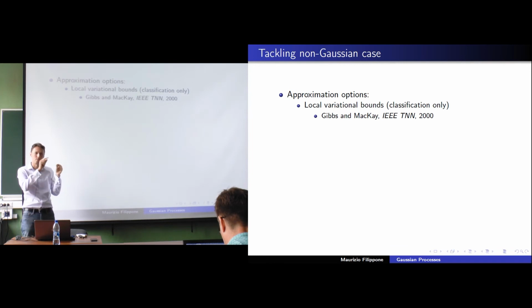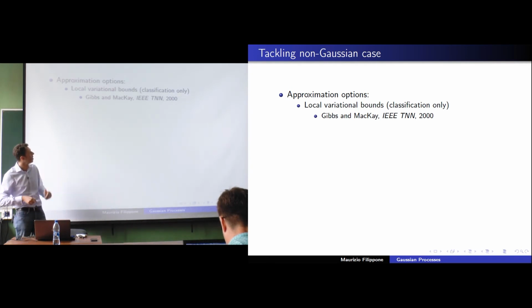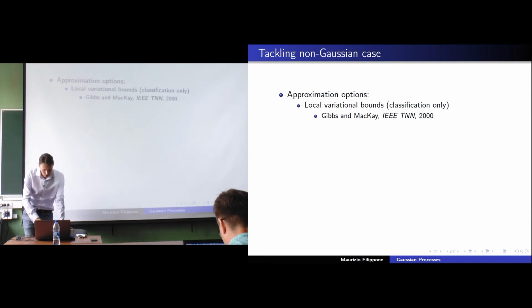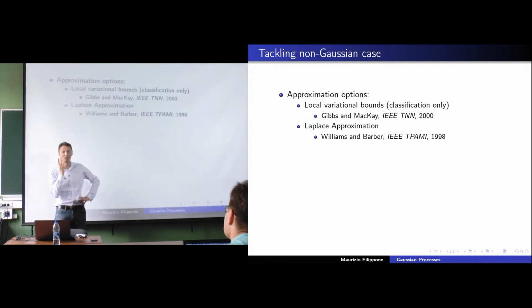So you can start thinking, I can construct a lower bound which is Gaussian, which is pretty cool, and an upper bound that has another form, so that I have two bounds that I can plug into my estimate of the marginal likelihood, and then get something which is all Gaussian again. This was early work that you can find in Gibbs' thesis as well, and also in this IEEE TNN paper. Back in 1998, Chris Williams and David Barber in PAMI did the Laplace approximation even for multi-class classification.